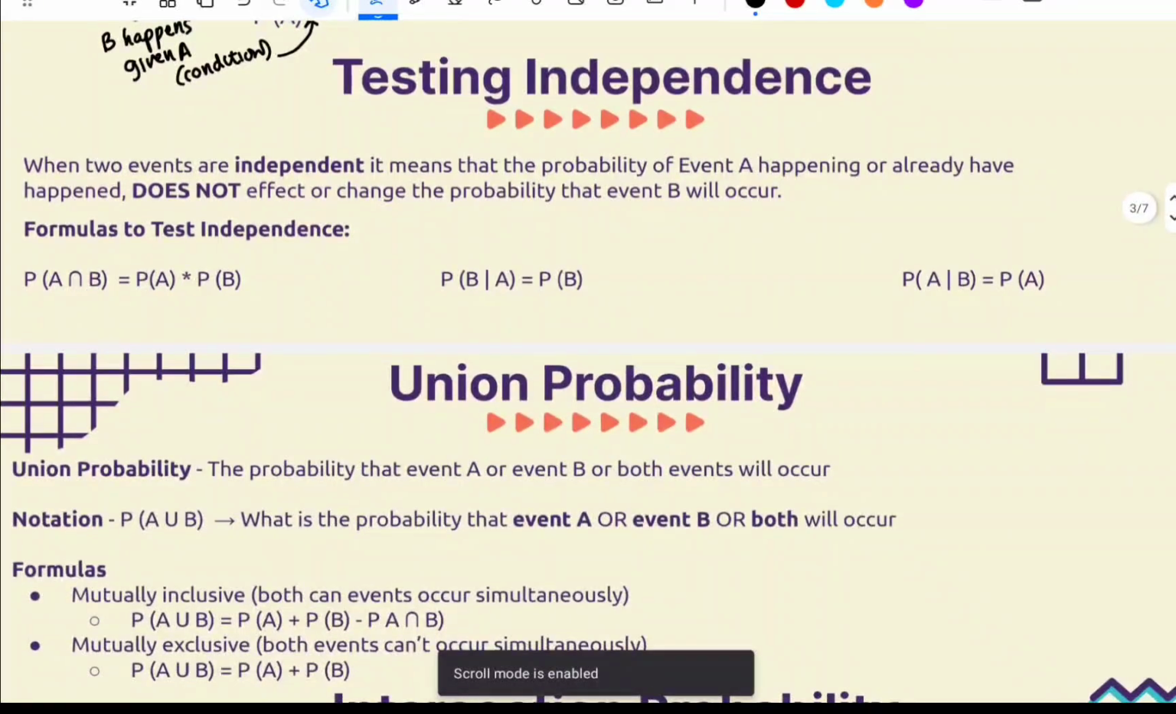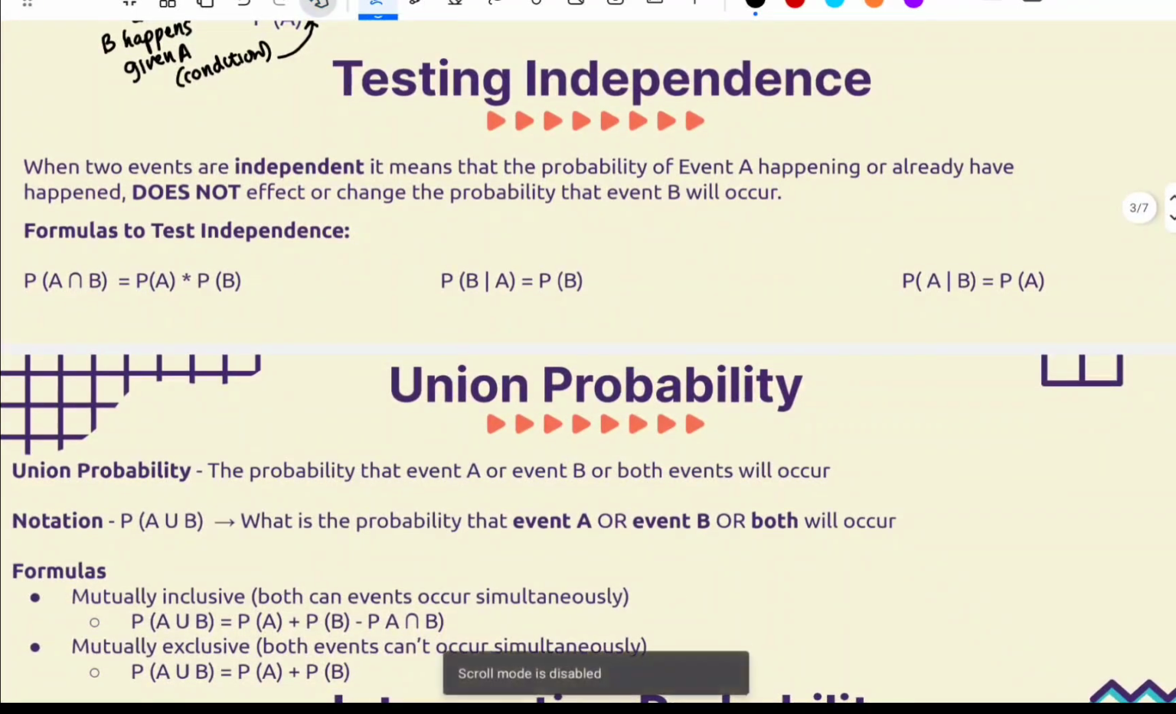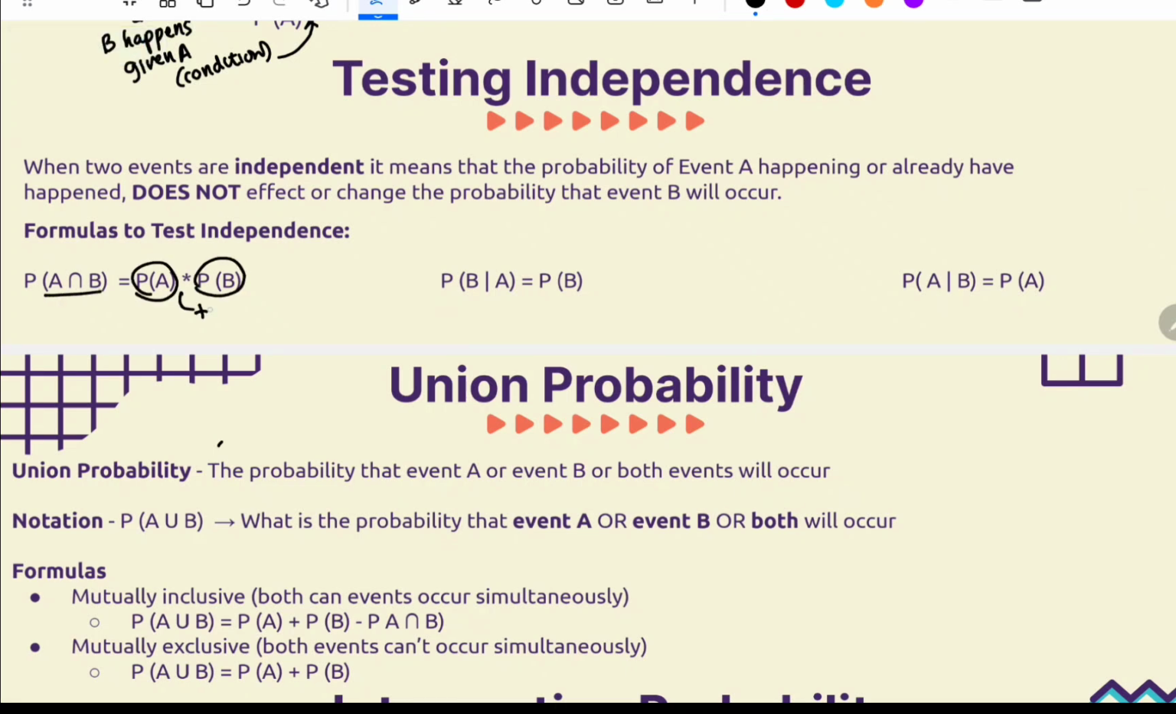Now, to test independence: something being independent means that the probability of event A happening does not affect the probability that event B happens. There are two main ways that you can test independence. The first way is through intersection, which means you're seeing whether the probability of A and B happening equals the probability of A times the probability of B. So that's the first way that you can test it.